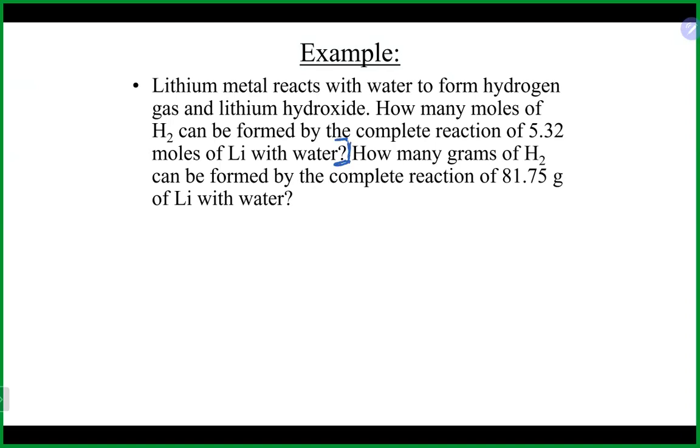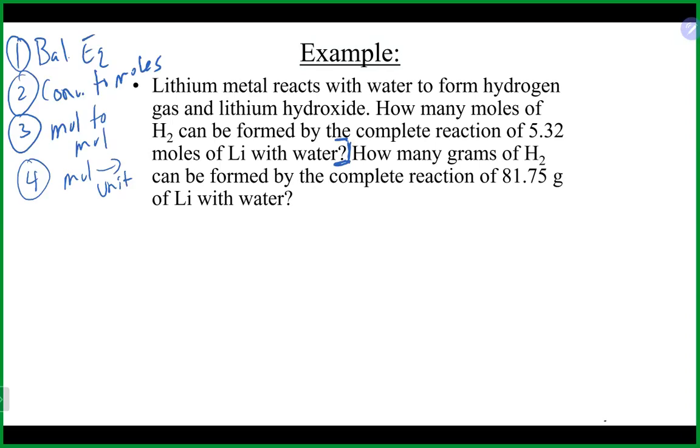Lithium metal reacts with water to form hydrogen gas and lithium hydroxide. We're looking for how many moles of hydrogen can be formed by the complete reaction of 5.32 moles of lithium with water. So give it a go, see what you come up with. Okay, let's take a look.